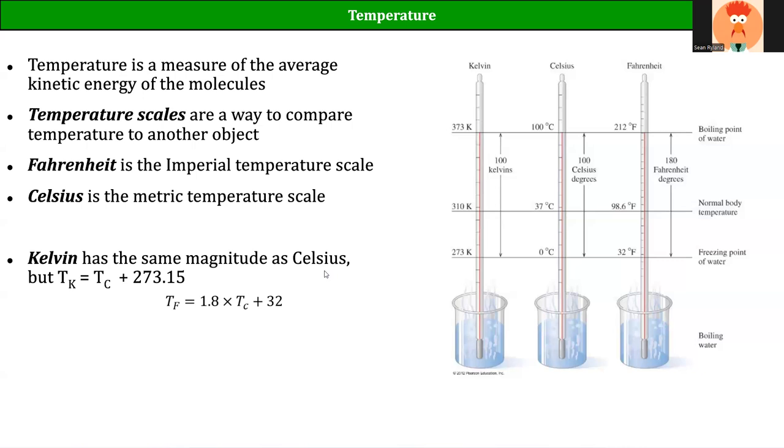It's still got an equation to it. You still can't do it like a conversion factor, but the slope is one. So to go from Kelvin to Celsius, it's just off by that 273 number. Temperature in Kelvin equals temperature in Celsius plus 273.15. That's a measured number.